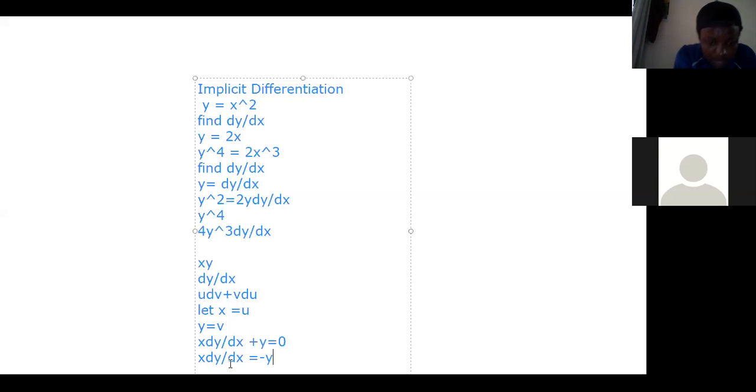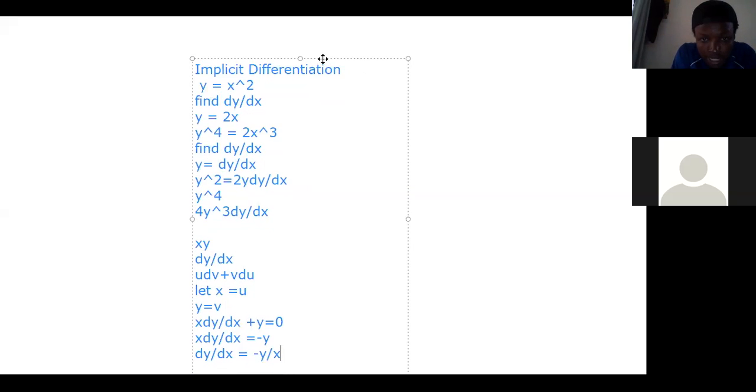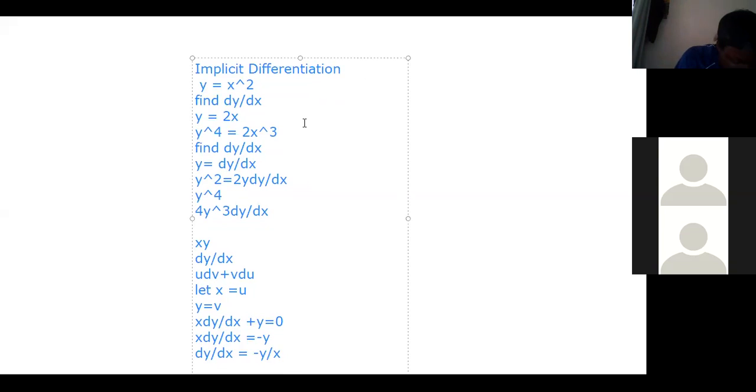And so we are going to get dy dx is equal to minus y all over x. Are we there? Yes, sir. I hope you are getting it. Those who are copying, you can copy so that we continue.